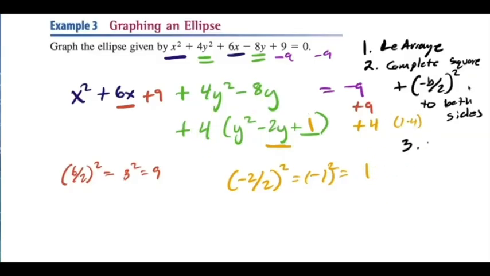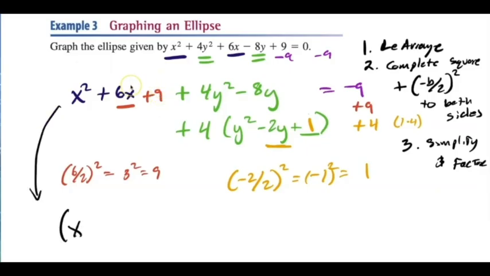Step 3, we're going to simplify and factor. That's how you complete the square. Let's factor this left side first. The trick to factoring it, if you complete the square, it's always going to be the middle term divided by 2. This is going to be x, then 6 divided by 2 is 3. That's why we complete the square, to make the factoring so easy.